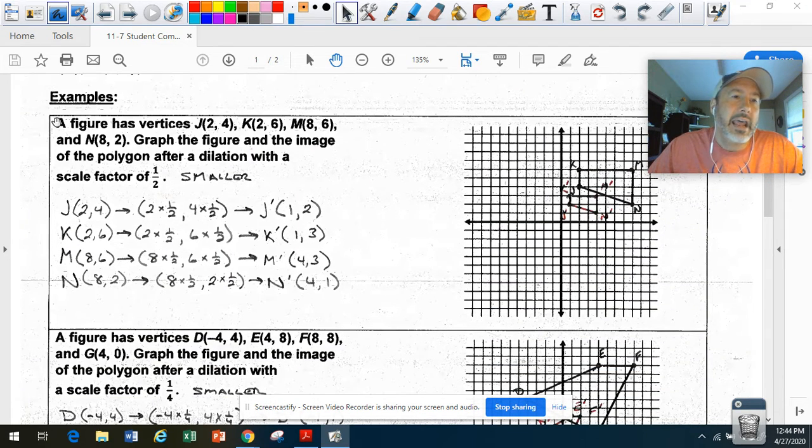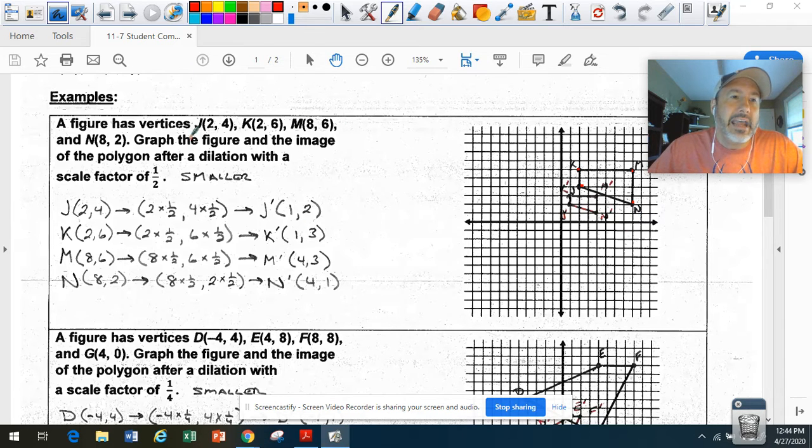Okay, it says, a figure has the vertices J is (2, 4), K is (2, 6), M is (8, 6), and N is (8, 2). Graph the figure. So let's do that here first. As you can see, we graphed this figure right here. Here's all of our points. We connected everything. And here I have my JKMN. There's my figure there.